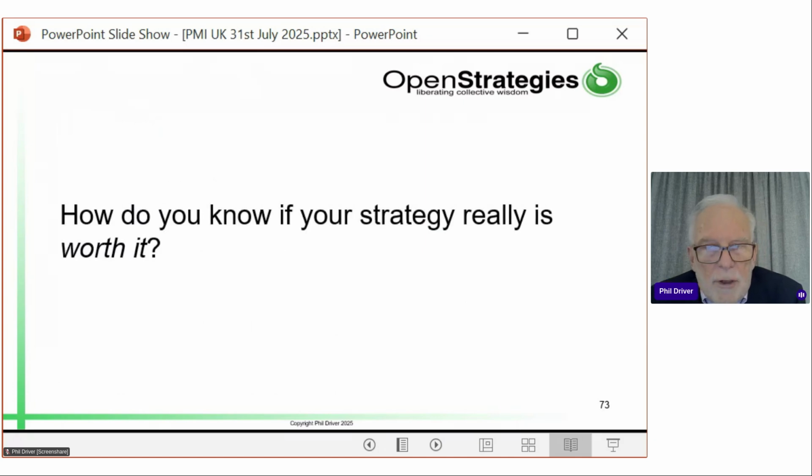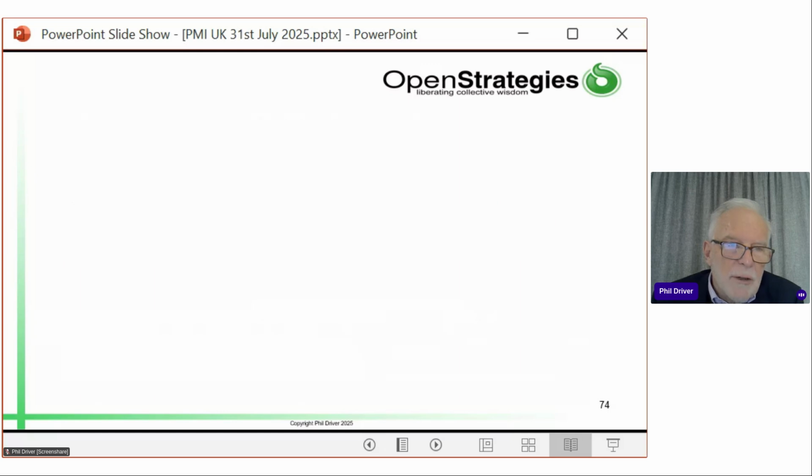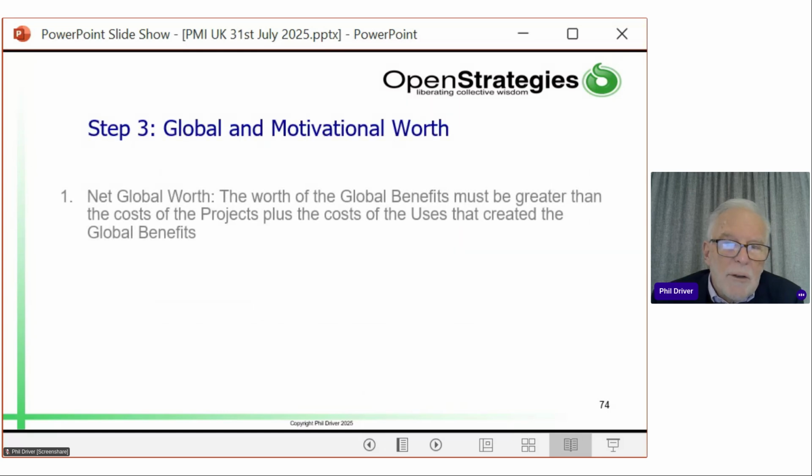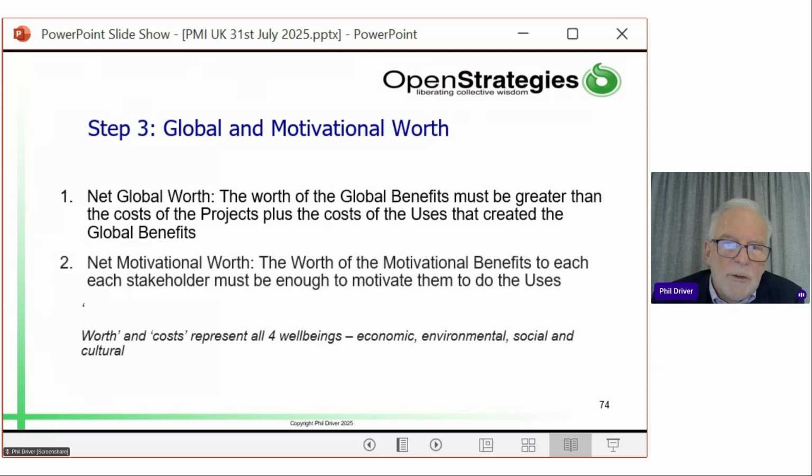Okay, how do you know if your strategy is really worth it? That's the third part of validating a strategy. And it's this stuff I discussed before. Is there a net global worth, and is there sufficient motivational worth that the users really, really will happen? And as I said, worth is economic, environmental, social. So PRUB validates, validating a strategy, it's got to be logical, you've got to have robust evidence, and it's got to be worth it.